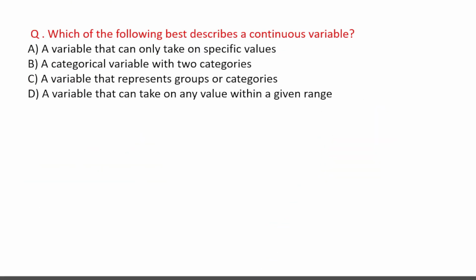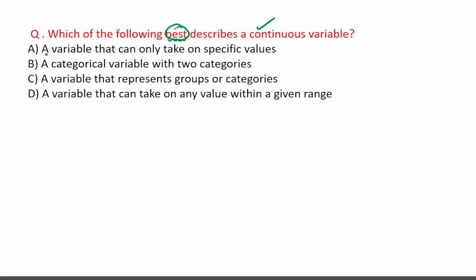Now see this question. Which of the following best describes a continuous variable? The options are A, a variable that can only take on specific values, or B, a categorical variable with 2 categories, or C, a variable that represents groups or categories, or D, a variable that can take on any value within a given range.